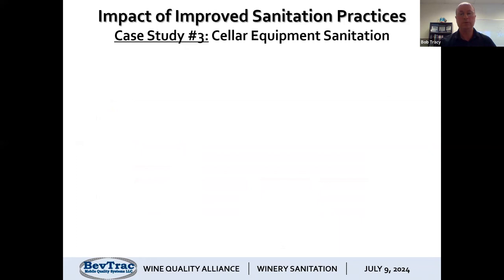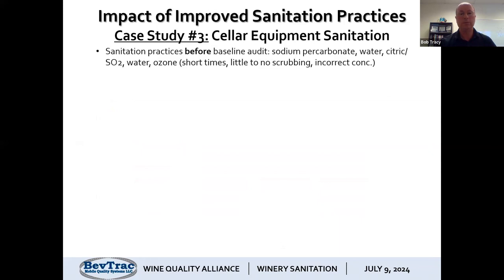Here's a third example for cellar equipment. Before the baseline audit, this winery was using sodium percarbonate as their cleaner. They were doing a water rinse, citric acid SO2, so acidulated SO2, water, and then ozone. But again, they were using short times for their cleaners and sanitizers. There was little to no scrubbing of the equipment. And again, they were using incorrect concentration.